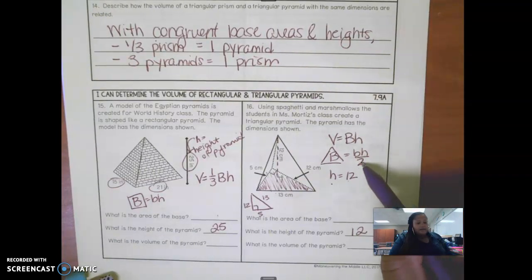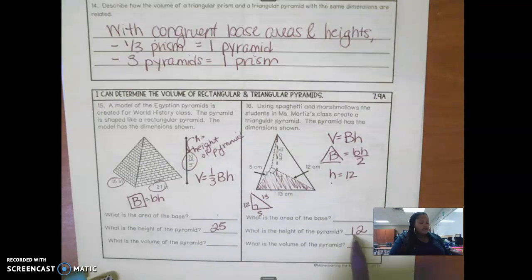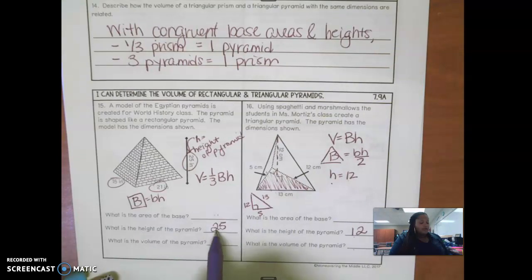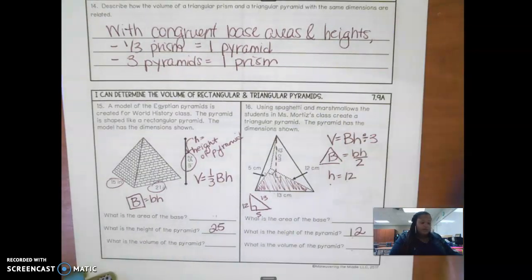Base times height divided by 2. Which of these numbers is the base and the height? And which number do we not need from this triangle? Then multiply that answer by 12 over here. And multiply your big B by 25 over here. Then divide by 3. Don't forget. Whoops. I forgot my division by 3 over there. Okay?